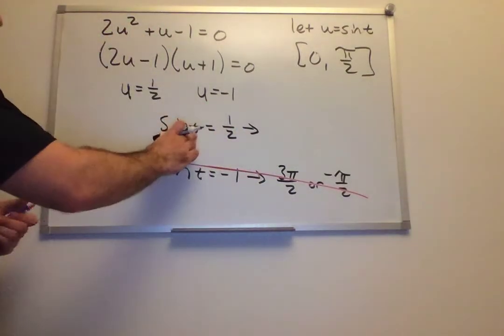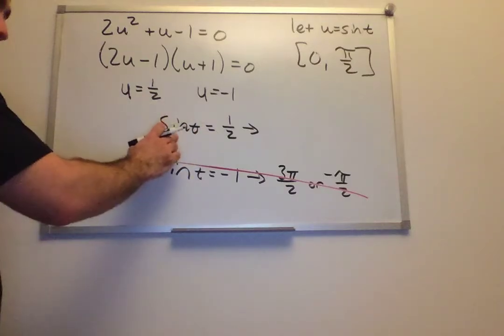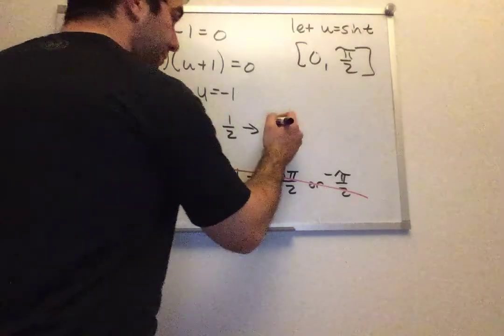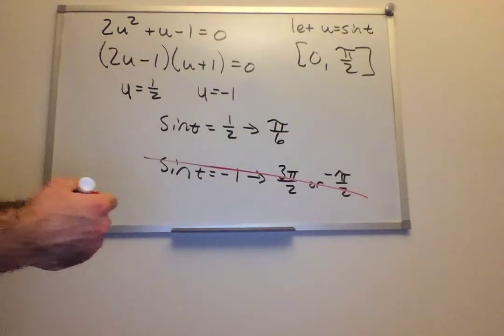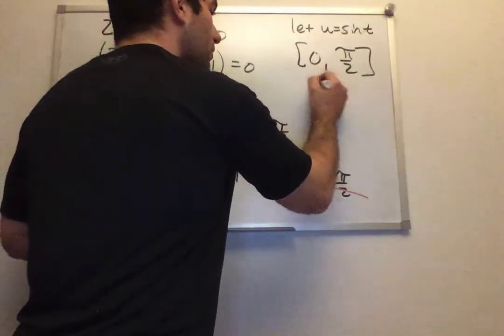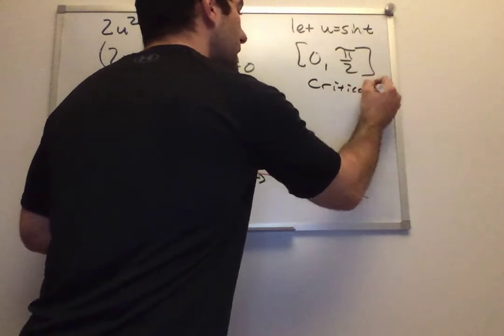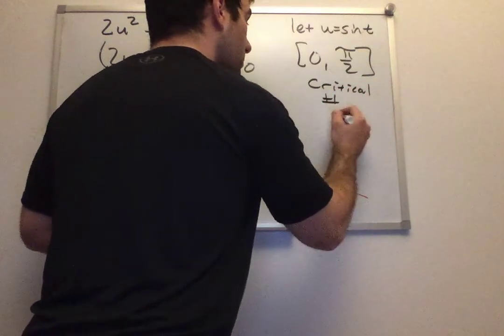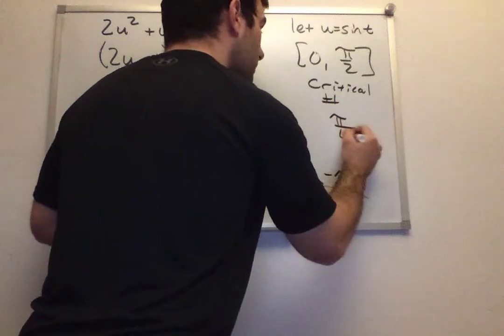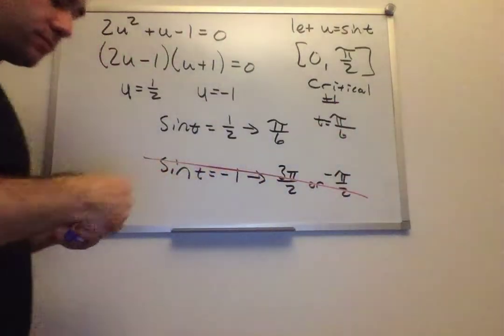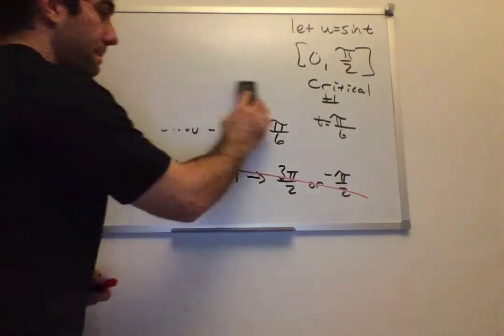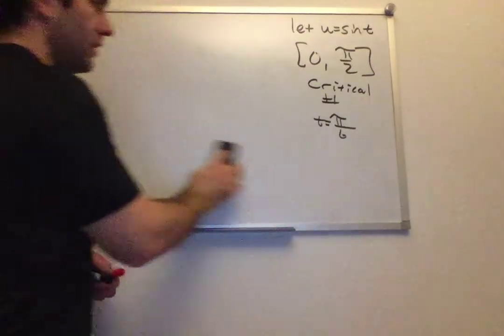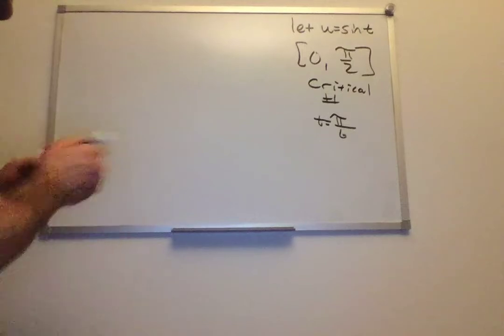At what t value is the y coordinate equal to 1/2? Well, that's pi over 6. So here's one critical number. It's actually our only critical number: pi over 6. So that was step 1. I guess we're not fully done with step 1.